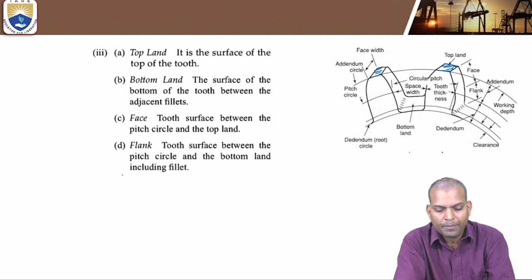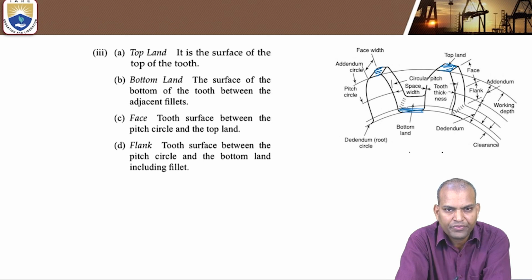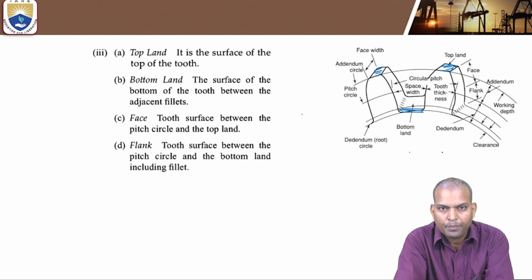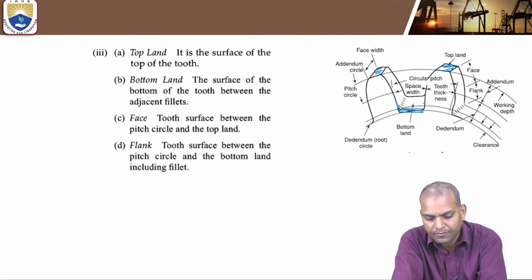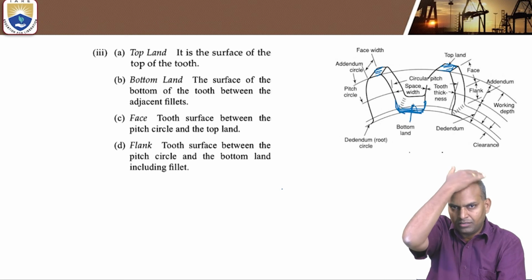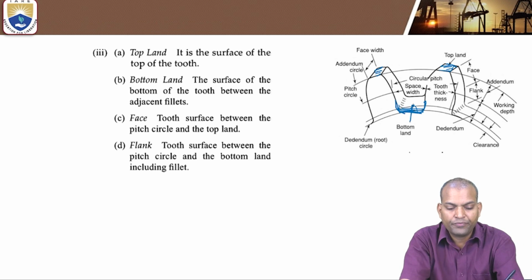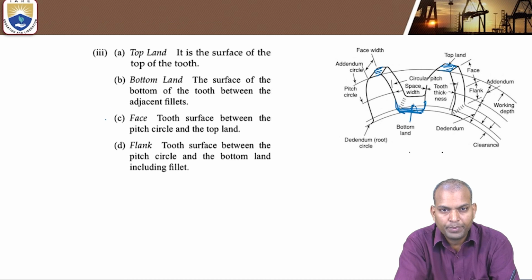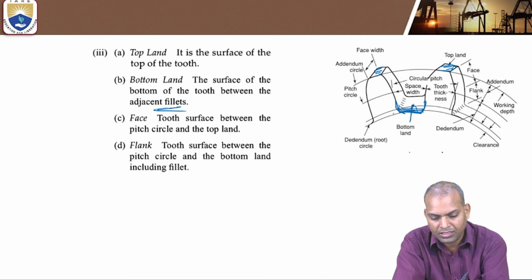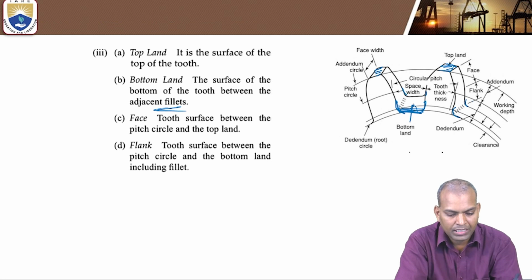What is the bottom land? This is the bottom position, the space. The bottom land is the surface of the bottom of the tooth between adjacent fillets. This is one fillet, this is another fillet. That is the bottom land. Top land means the top, the head: the surface of the top of the tooth. Bottom land means the surface at the bottom between the adjacent fillets.